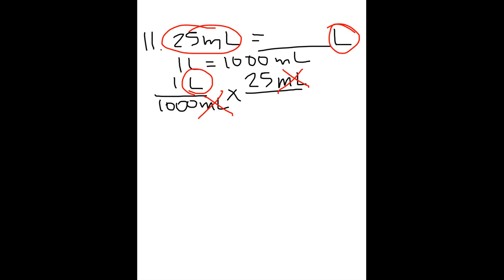Okay, so 1 times 25 is 25. 1,000 stays at the bottom. 25 divided by 1,000, 0.025 liters would be our answer.